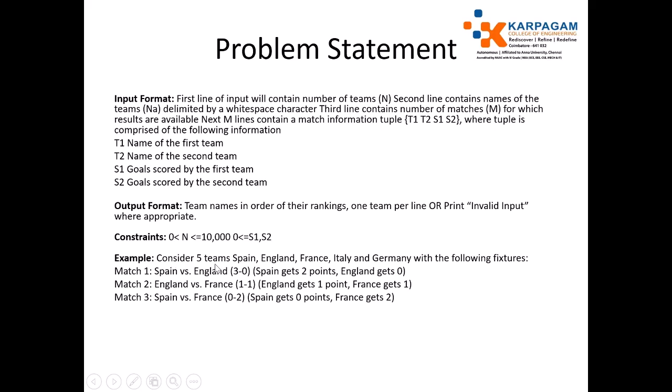Example, consider 5 teams Spain, England, France, Italy, and Germany with the following fixtures. Match 1, Spain versus England, 3-0. Spain gets 2 points and England gets 0 points. Match 2, England versus France. It is a tie. Both scored the same goals. England gets 1 point and France gets 1 point. Match 3, Spain versus France. France won the game since it got two goals. Now Spain gets 0 points and France gets 2 points.